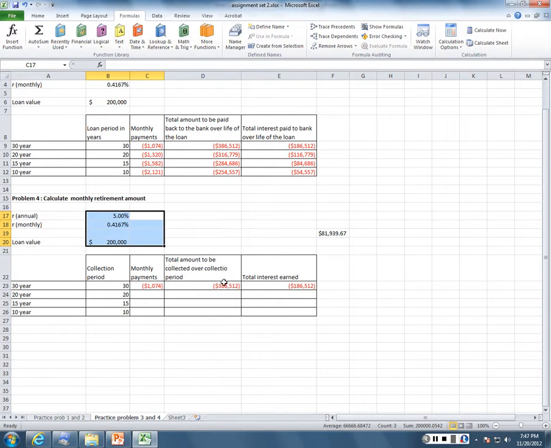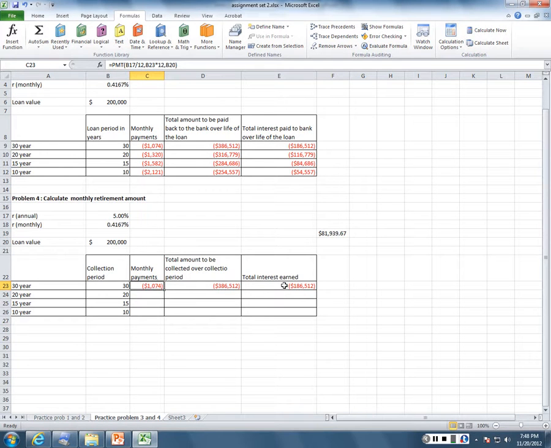So now, how do you think we do this over here? How do we get to the total amount collected over the period? Payment times months: the payment times the number of months you're going to pay. So you take this and you pay for 30 years times 12, because it is monthly. So basically 360 payments you are going to make, and for 360 payments you are going to be paying $1,074.